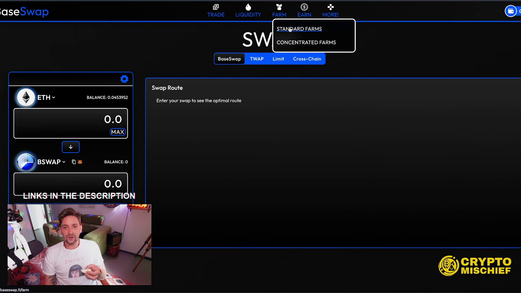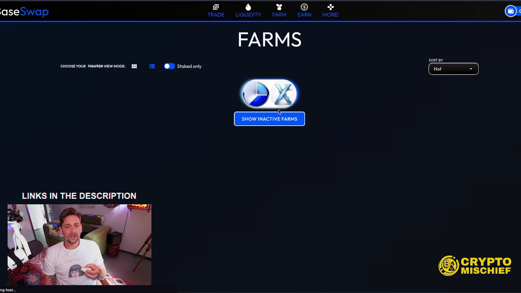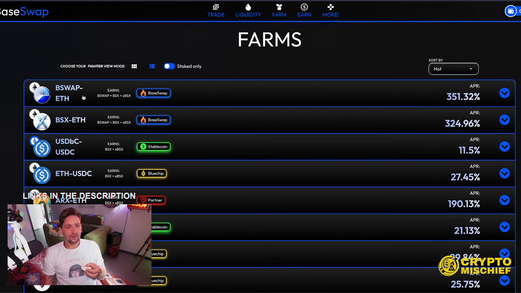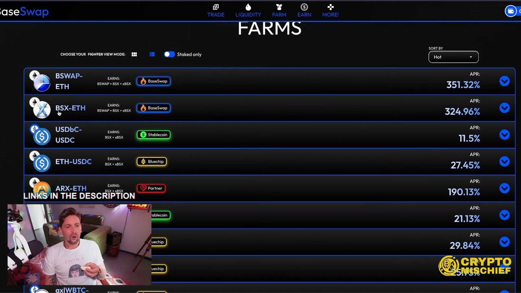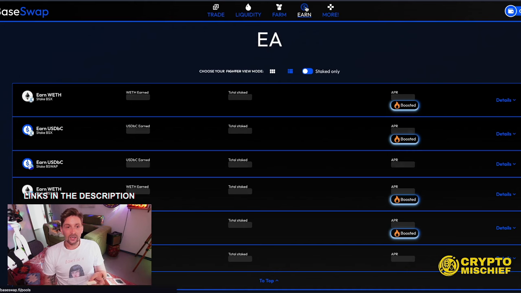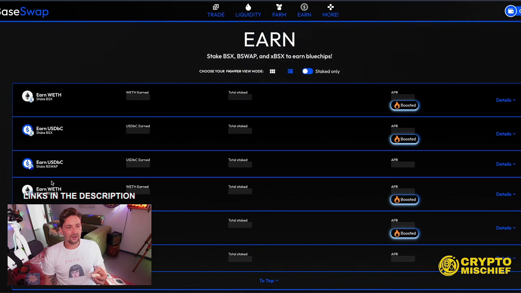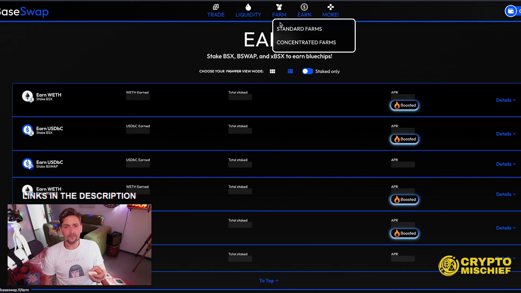So if we, for example, went to standard farms, you want to keep it simple, come to standard farms, then you can see all of the pairs. BSwap token with ETH or BSX with ETH. And they're all, I'm guessing, going to earn either BSX or BSwap, whichever one is the token. We can then come to the earn page where you can take your reward token and start earning others. So if you stake BSX here, you earn ETH. If you stake BSwap here, you earn USDbC, which is a stablecoin on base. Right, that's pretty much how we go.